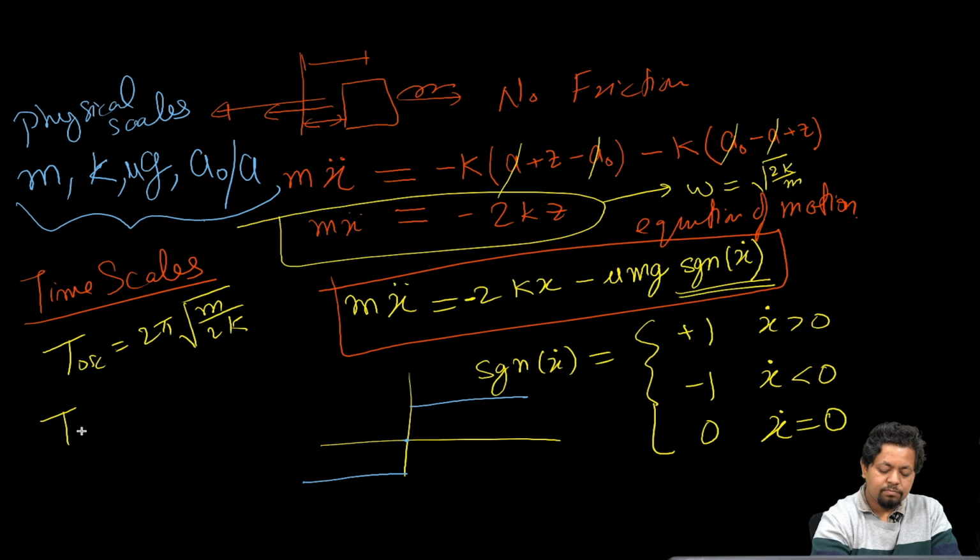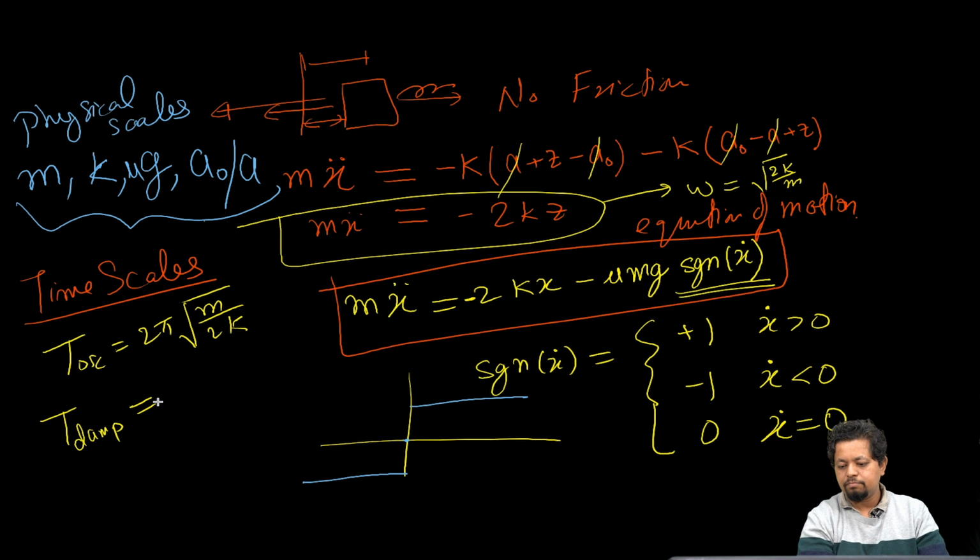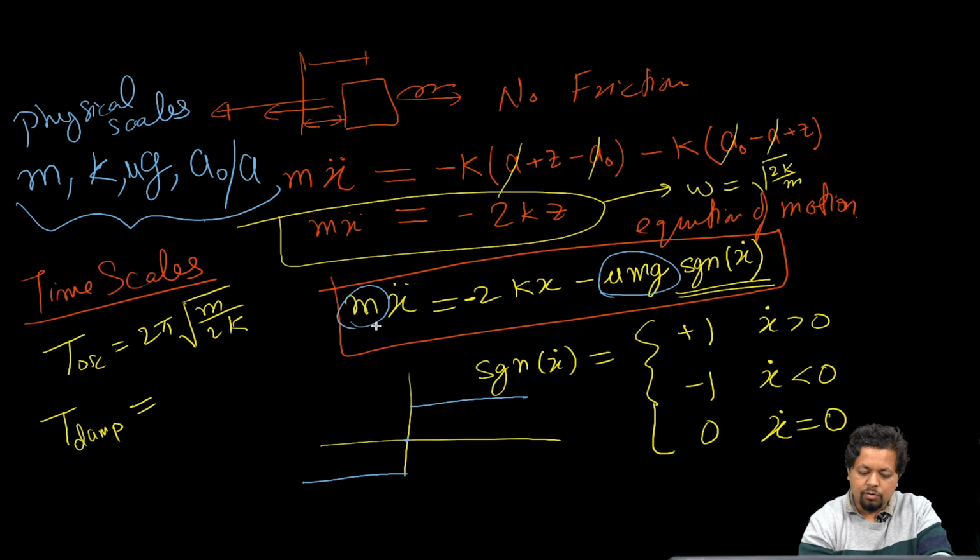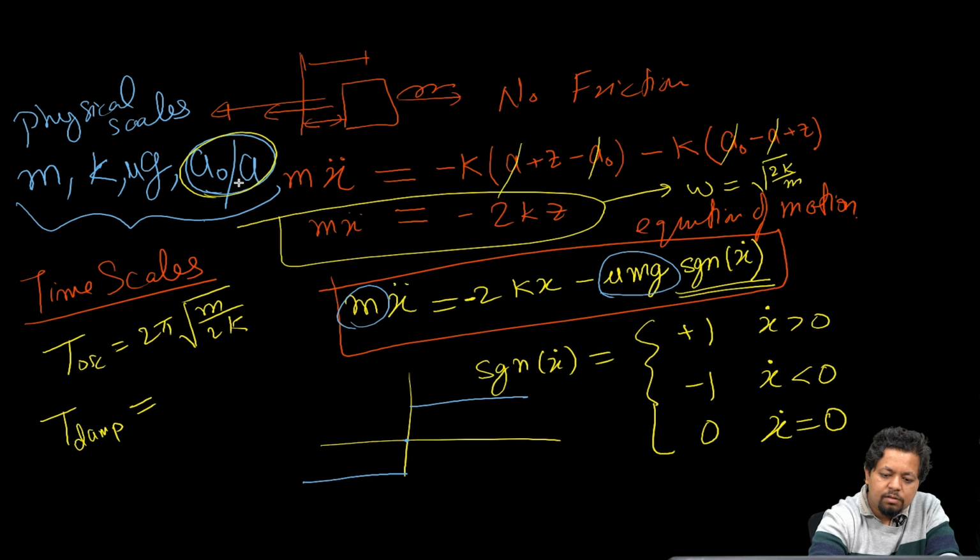And there is the damping time scale, T-damping. For the damping time scale, we need to look at the damping term. The damping term has got mu mg, which is the force, divided by m, the mass, gives me the acceleration, which is simply mu g. So I've got acceleration mu g, and if I want to extract a time out of this, I should divide it by a length scale and invert it. The only length scale that is present in this problem is A naught or A. This is the only length scale in the problem. Apart from that, I do not have any other length scale.